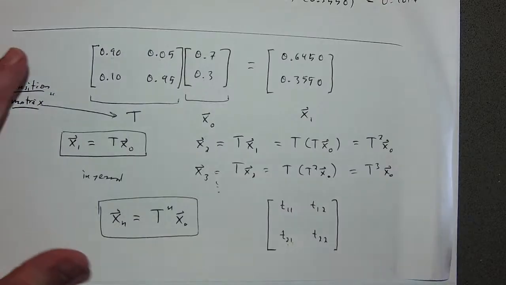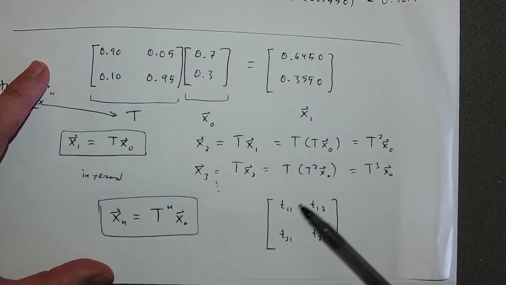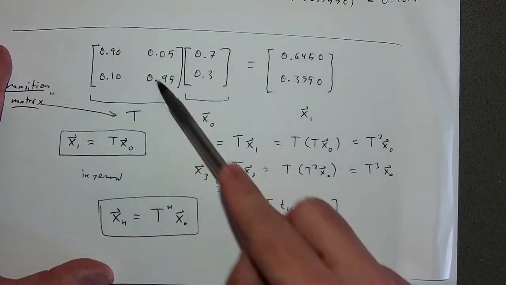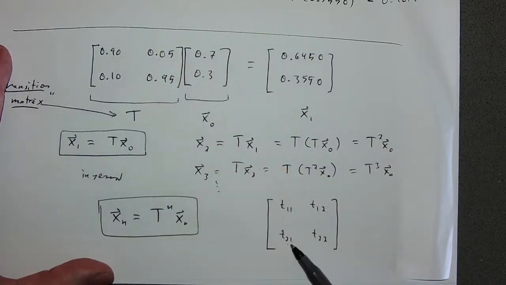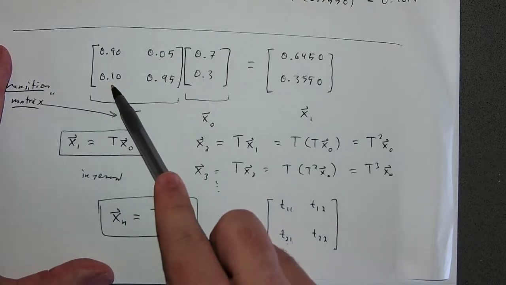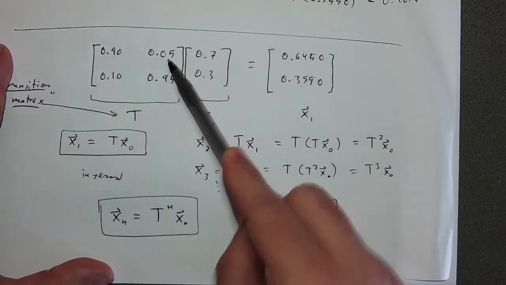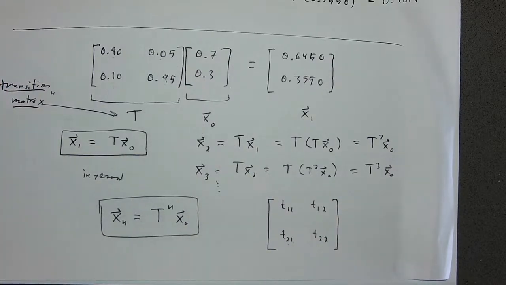So just to say it again, T sub 1,1 and T sub 2,2 are the proportion of people that are moving from state 1 to state 1, and the proportion of people that are moving from state 2 to state 2. There are those numbers. This is the proportion of people that are moving from state 1 to state 2 in one iteration. This is the proportion of people that are moving from state 2 to state 1 in one iteration. Okay.